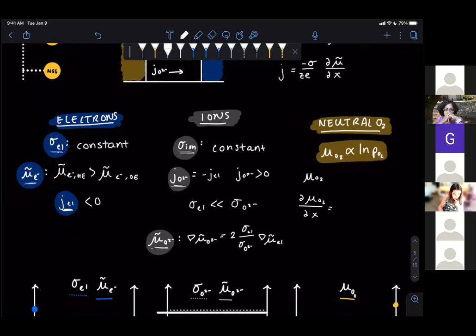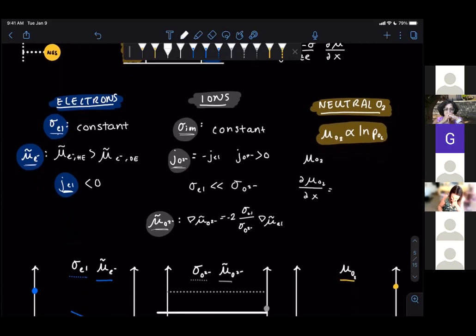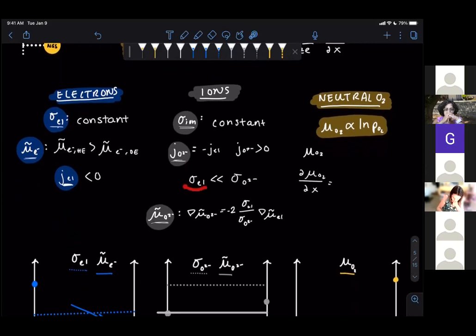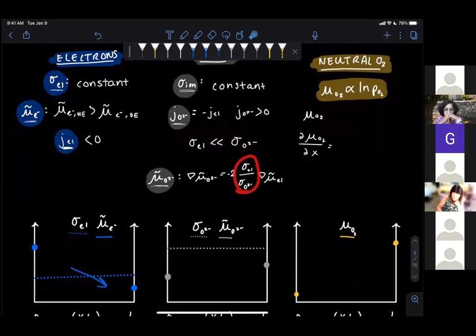So, negative, this should be negative. And so because we know that the electronic conductivity is much smaller than the ionic conductivity, this is going to be a smaller number. So we'll end up with some sort of positive gradient in the electrochemical potential of ions. And I'm going to draw it as a small arrow because it has a slightly smaller slope in this case.